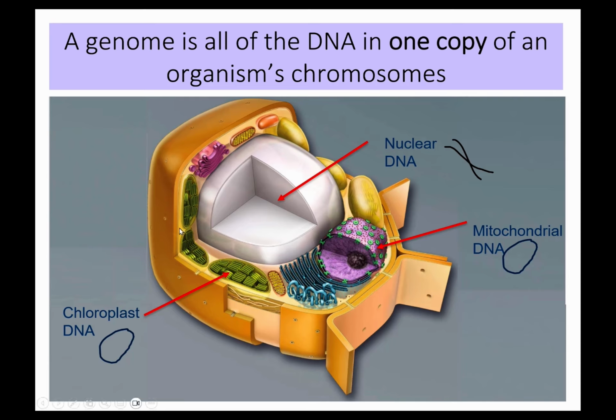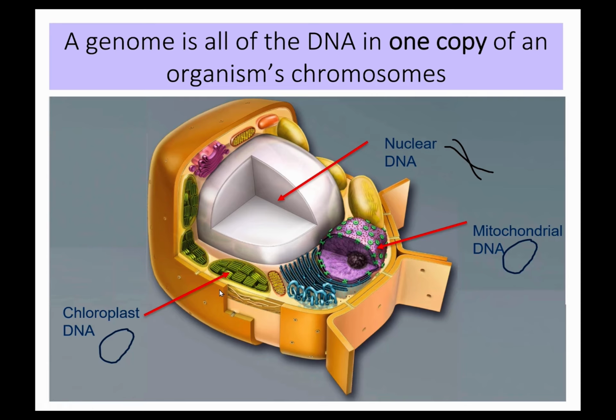So where is this DNA? Well, it's in the nucleus. This over here is an example of a plant because I wanted to talk to you about chloroplasts. The DNA that we'll be talking about and focusing on is nuclear DNA. So when we talk about the genome of an organism, we're not taking into account the DNA in the mitochondria and the chloroplast.